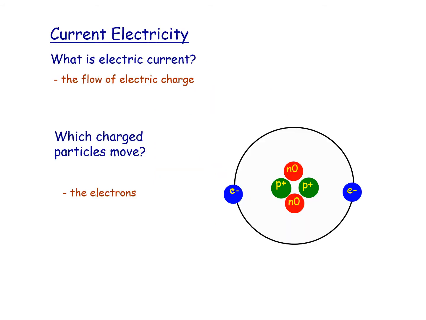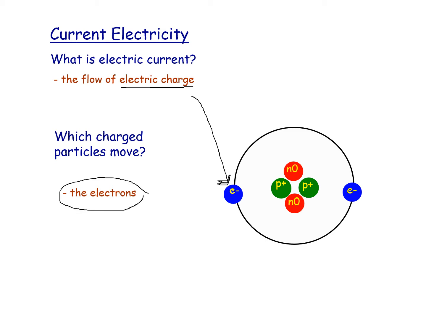So let's go back again to what is electric current. And we said electric current is the flow of electric charges. What are those electric charges? They are electrons. Okay. Can protons move? Never. Can neutrons move? Never. The only thing that can move inside the wire and create electricity are electrons.